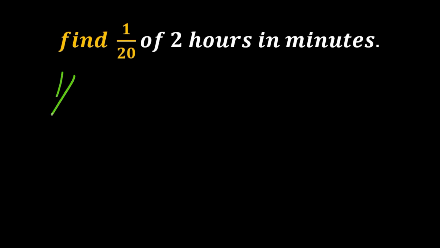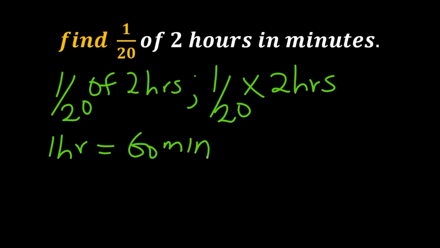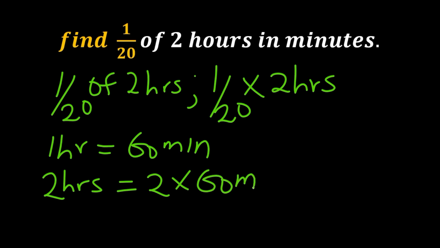Let's find 1 over 20 of 2 hours in minutes. 1 over 20 of 2 hours means 1 over 20 times 2 hours. From the SI unit table for time, 1 hour equals 60 minutes. Then 2 hours will be equal to 2 times 60 minutes, which is equal to 120 minutes.